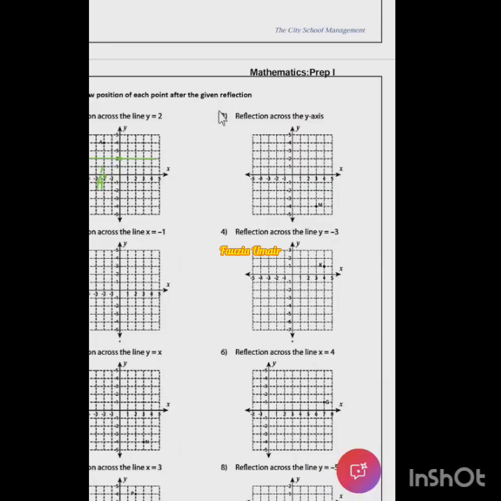B part is reflection across the y axis. So we have to make a reflection across the y axis. Y axis is your reflection line. So M is 3 centimeters to the right, so you will draw 3 centimeters to the left, and this will be M bar, for example. Can you do the rest also?